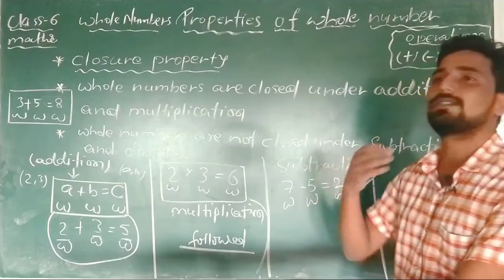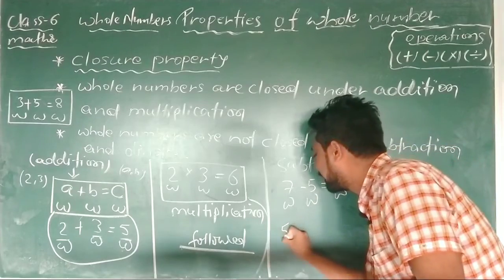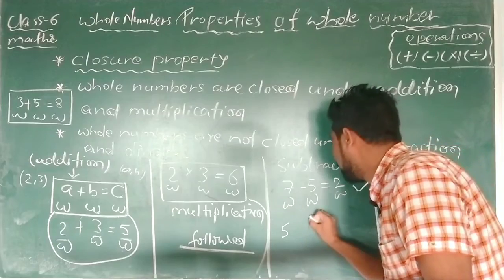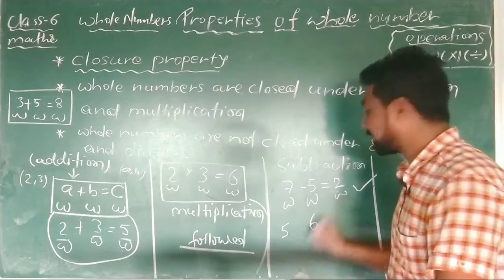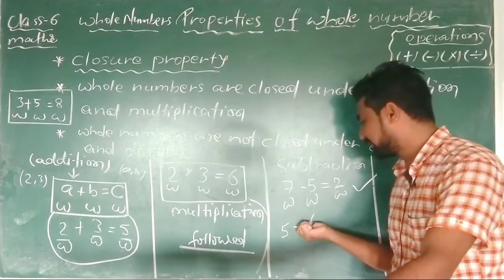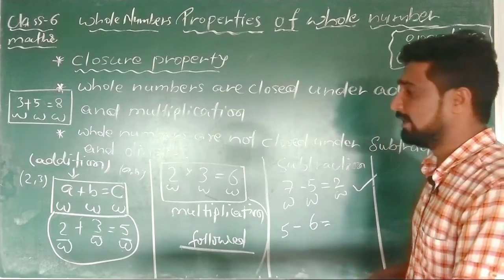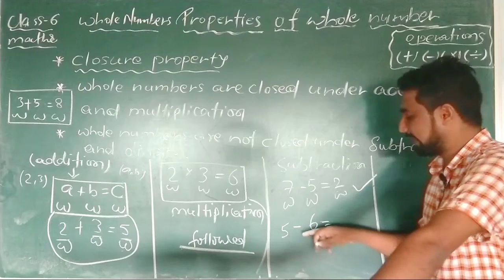Now you just take one number, that is 5, and another number is 6. Now you subtract 6 from 5. If you subtract 6 from 5, the answer will come. It is obviously not in your class, but in senior class you can read it.